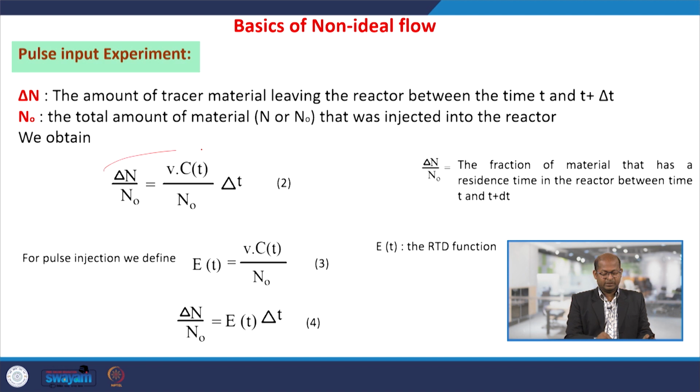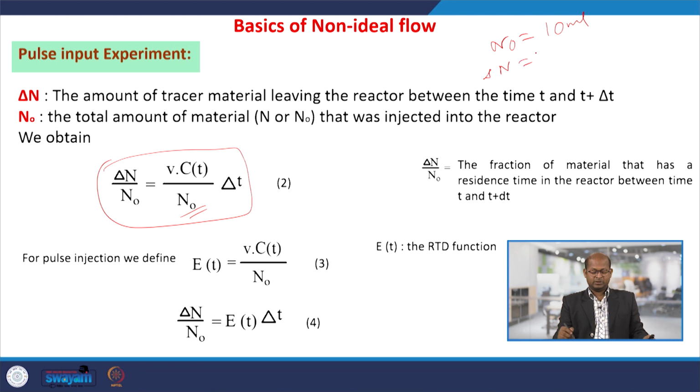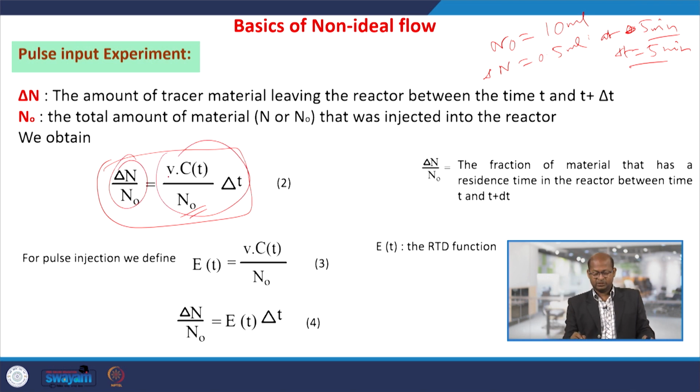Now, if we divide both sides of equation 1 by N0, where N0 is the amount we initially took, 10 ml, and after particular times, let us say 0.5 ml or in terms of kg, at delta T equals 5 minutes intervals. So, dividing the left-hand side by N0 and the right-hand side also by N0, we get delta n by N0, the fraction of material that lives in the reactor between T and T plus delta T.